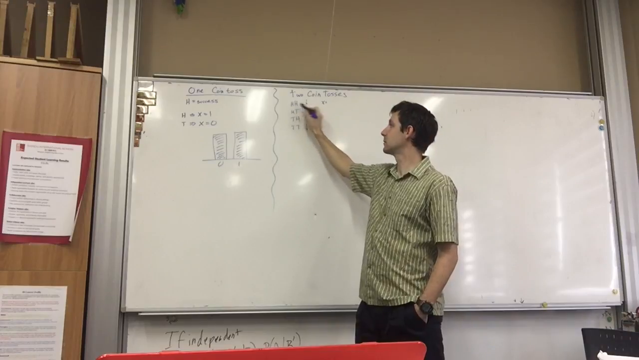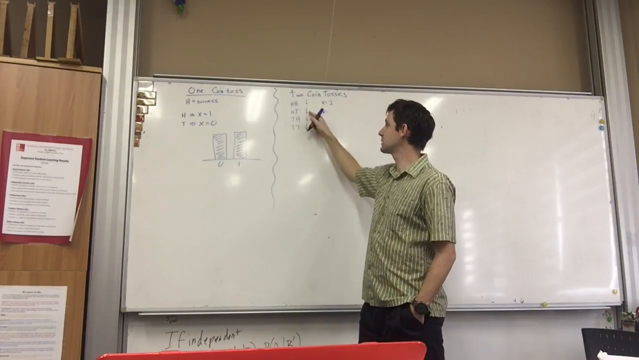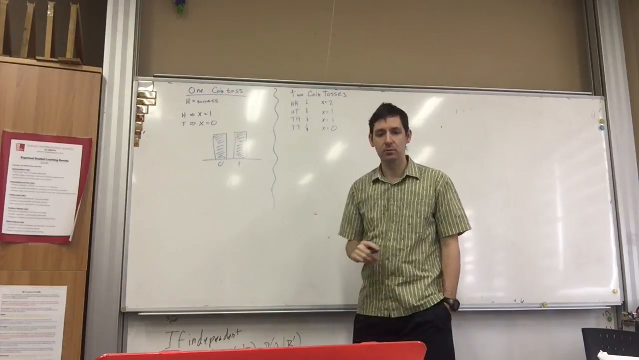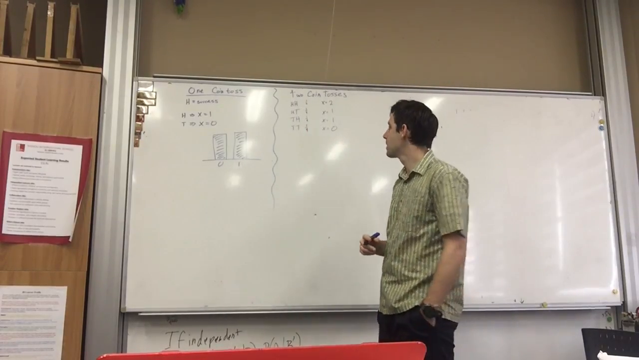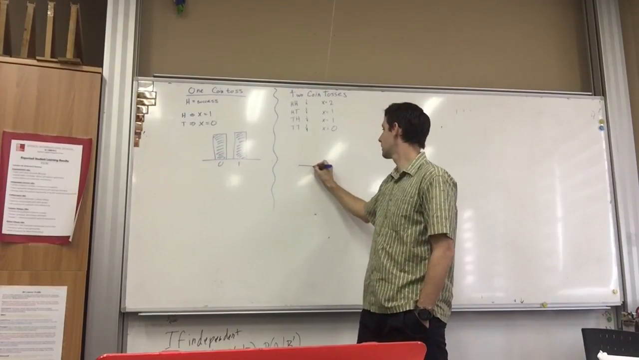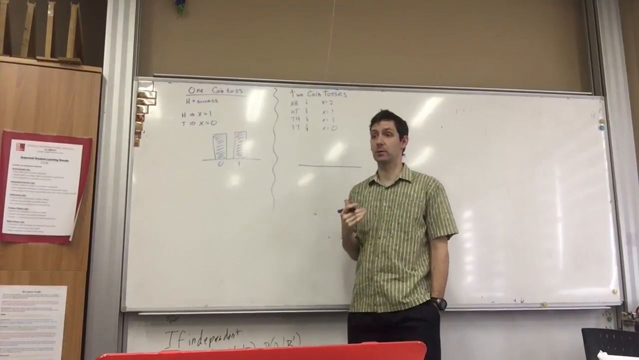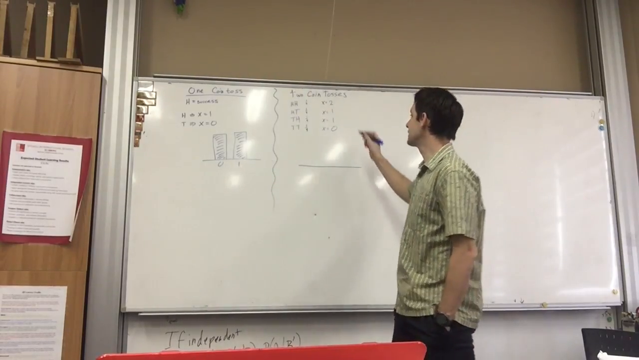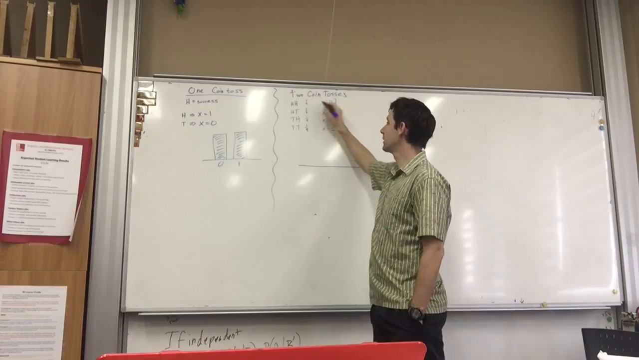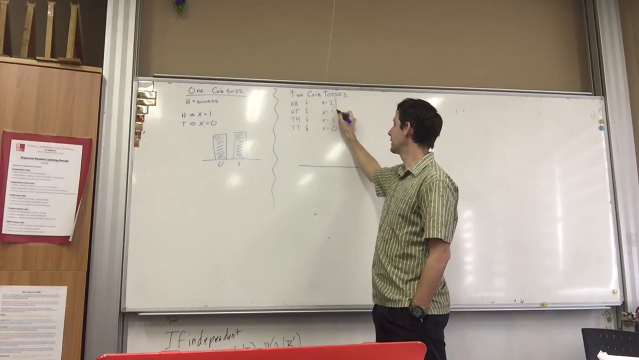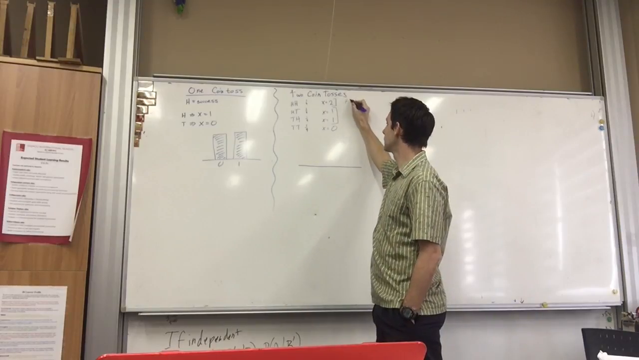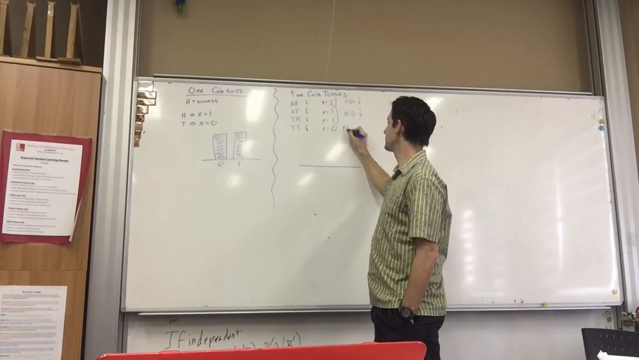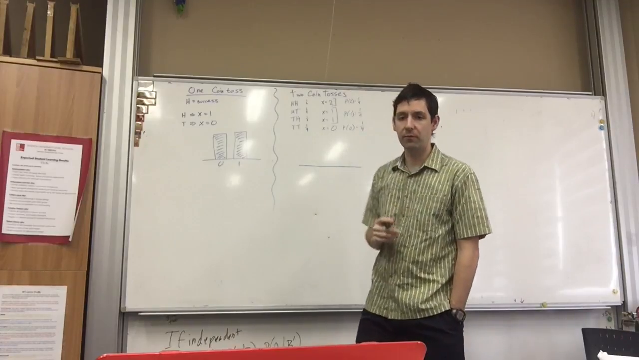The value of x is 2 here, 1 here, 1 here, and 0 here. There are 4 possible outcomes, right? So the probability of getting a 2 is 1/4. The probability of getting 1 is 1/2. And the probability of 0 is 1/4, correct?